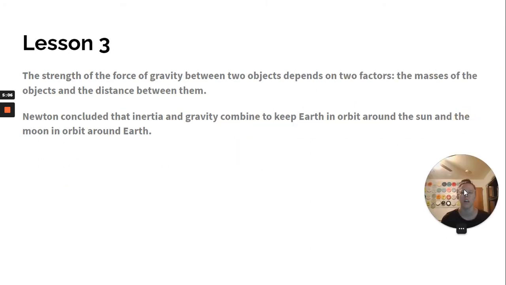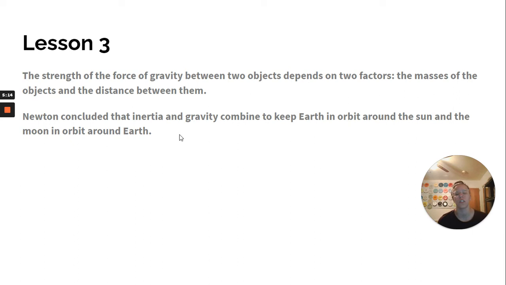Lesson 3, the strength of the force of gravity between two objects depends on two factors, the masses of the objects and the distance between them. Newton concluded that Earth and the sun's gravity combined to keep Earth in orbit around the sun and the moon in orbit around Earth. I believe that's on there as a true-false question.